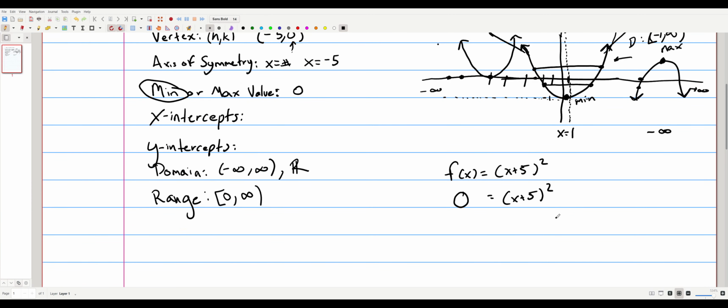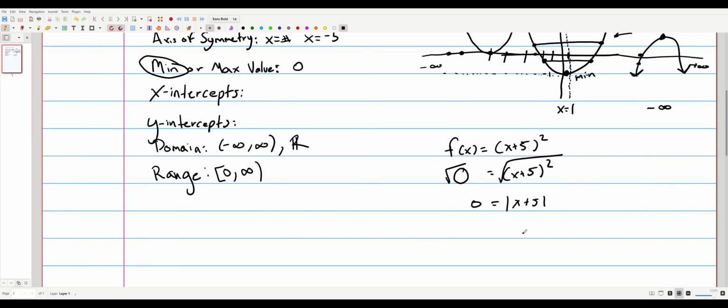Okay, so we have (x plus 5) squared equals 0. How do we get rid of the squared? By square rooting both sides, right? Square root, square root. What is the square root of an x squared? Well, it's the absolute value, so |x plus 5| equals 0. And now to get rid of the absolute value, we set one equal to the positive version, one equal to the negative version. But you'll notice since this is 0, there is no positive and negative 0. 0 is just 0. So we end up with x plus 5 equals 0 and x plus 5 equals 0.